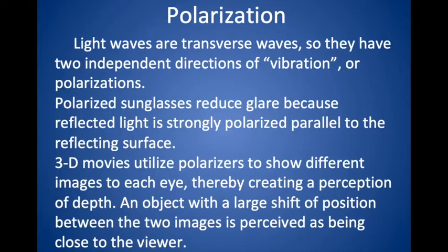Also, polarization of light is used for other purposes, like sunglasses. Polarized sunglasses reduce glare because reflected light is strongly polarized parallel to the reflecting surface. So if you block that, then you reduce the glare. Also, 3D movies, you put on those little glasses. They have different polarizers for each eye, and that allows each eye to see a different picture on the screen.